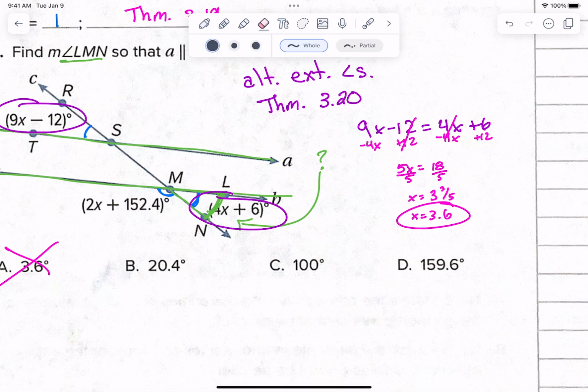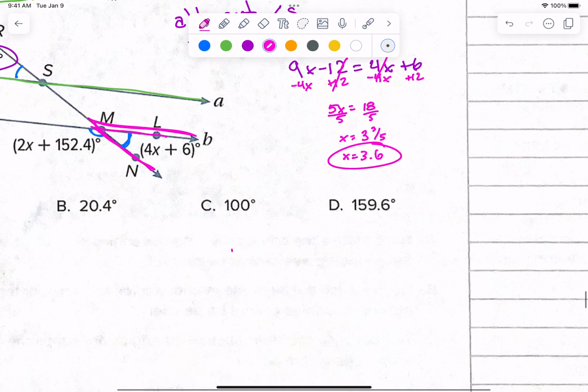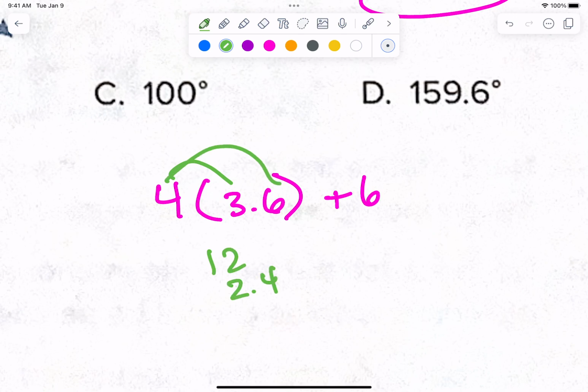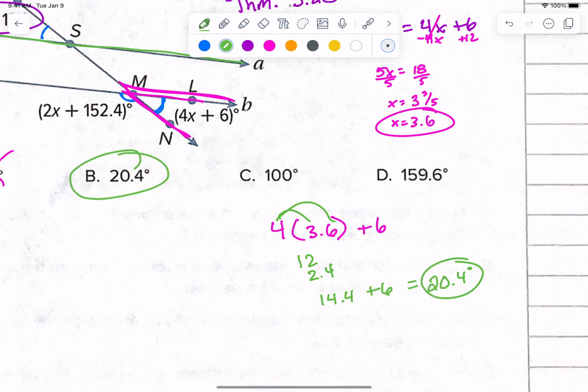Plug it back in. Plug it back into which one? Either one, technically. This is the one that we're trying to find, 4x plus 6. So I'm going to plug in 3.6 in here, plus 6. 4 times 3 is 12. 4 times 0.6 is 2.4. That's 14.4 plus 6, which is, did you follow that? 20.4. Hey, look at that. That's B.